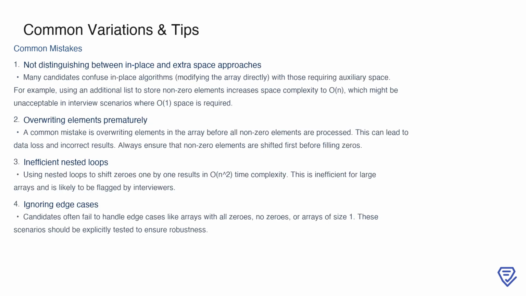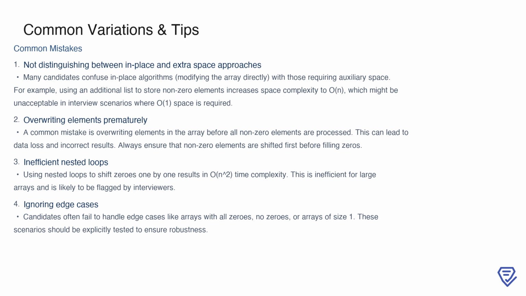When solving the move zeros problem, there are a few common mistakes to keep in mind. First, it's essential to distinguish between in-place algorithms and those that require extra space. An in-place algorithm modifies the array directly and uses O(1) extra space, whereas creating a new list to store non-zero elements increases the space complexity to O(n). This distinction is critical because many interviewers specifically require O(1) space solutions.